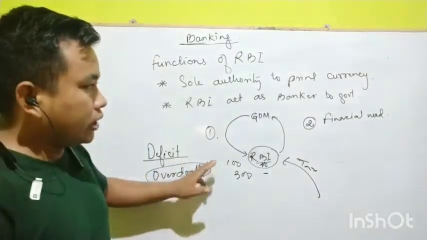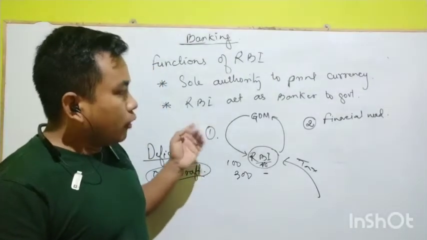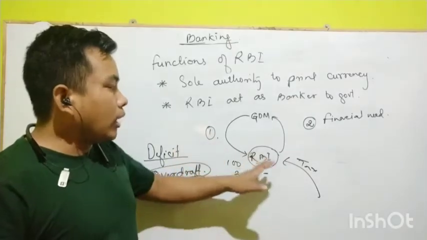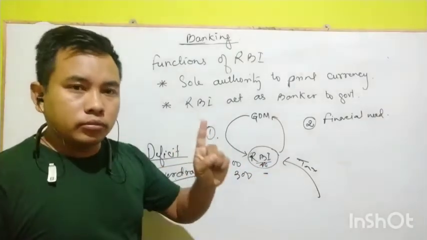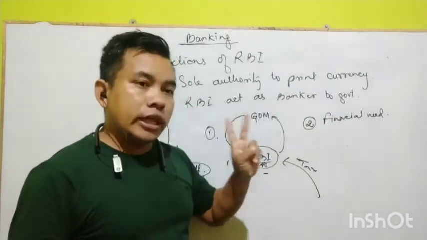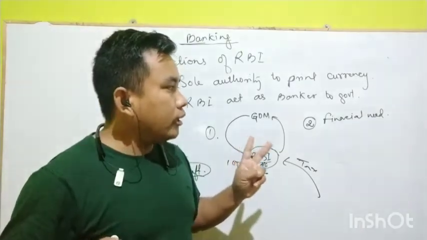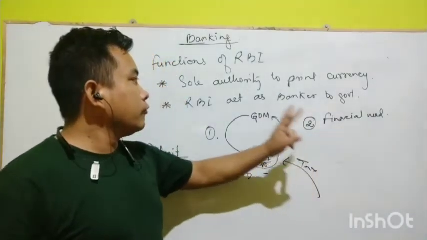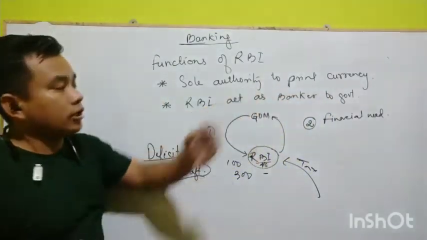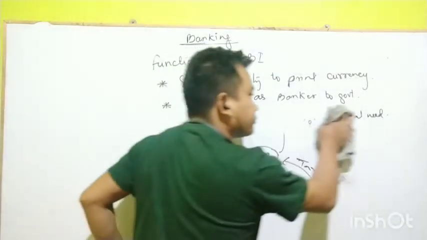Banker to the government. The first meaning is that the government of Manipur, the government of India, their financial transactions are done through the RBI, which will have the money. Point number 2 is that the government's financial needs, any kind of financial needs, either emergency financial need or other financial needs, will be fulfilled by RBI. So this is the meaning of the second function of RBI.